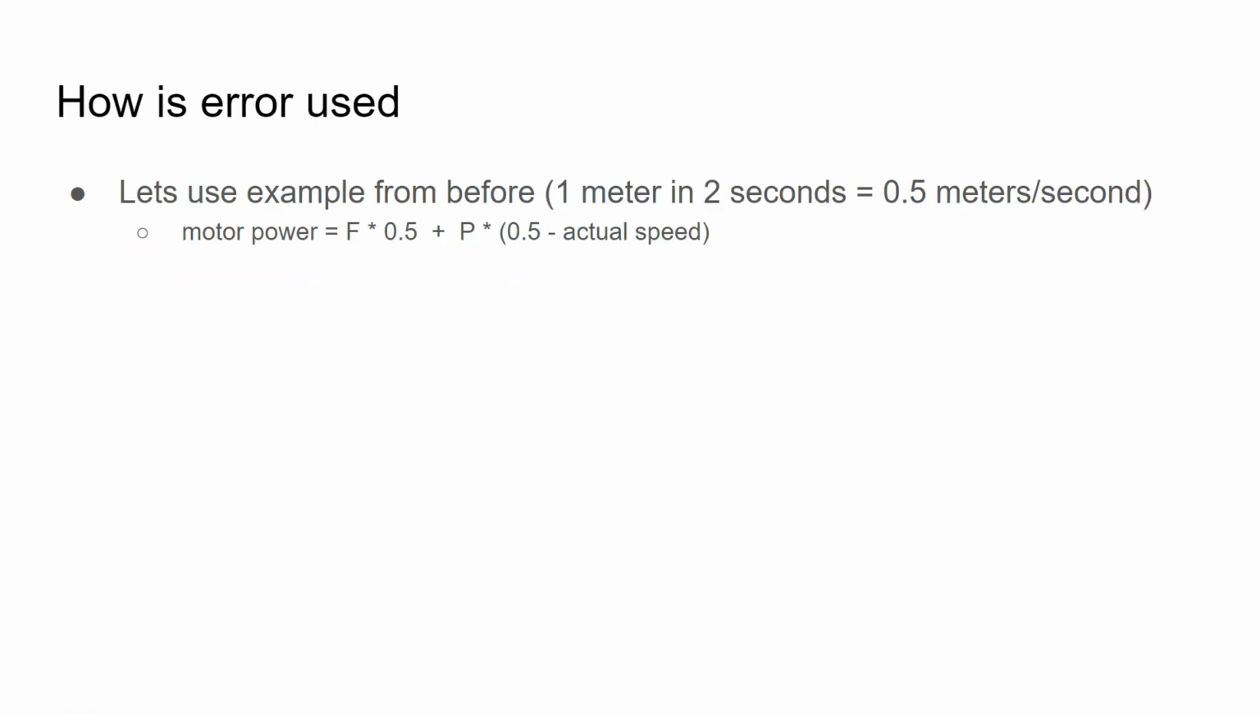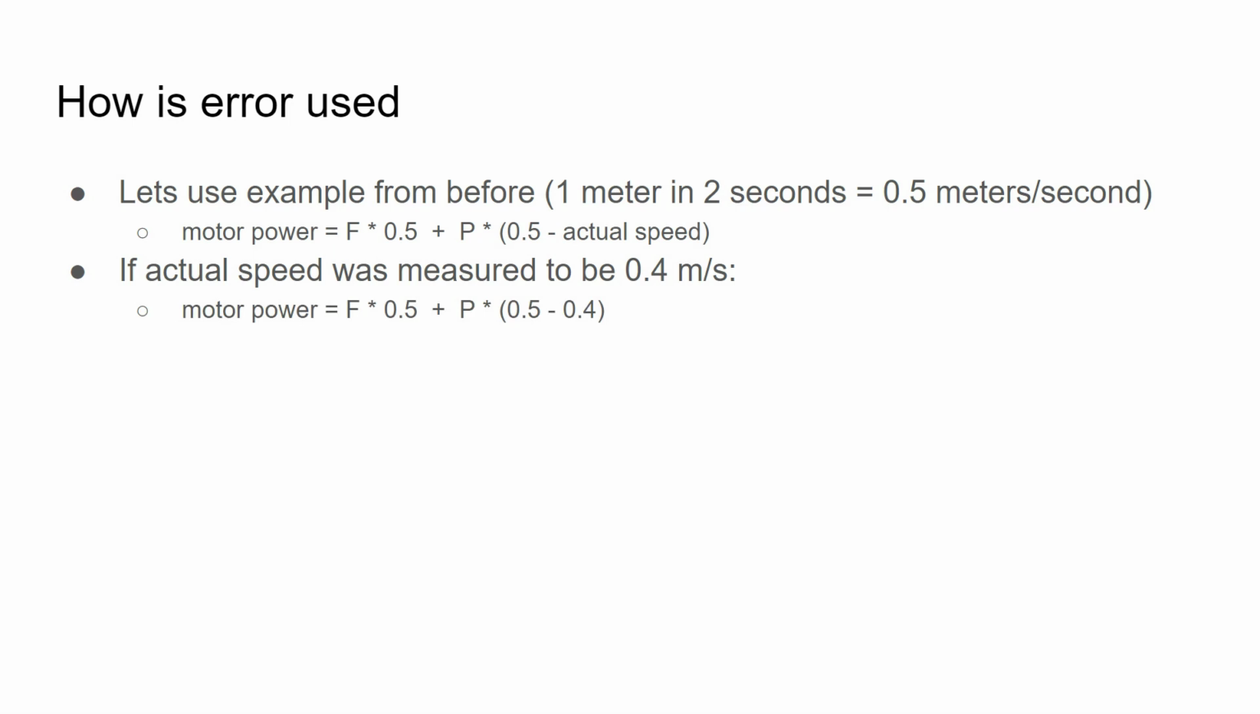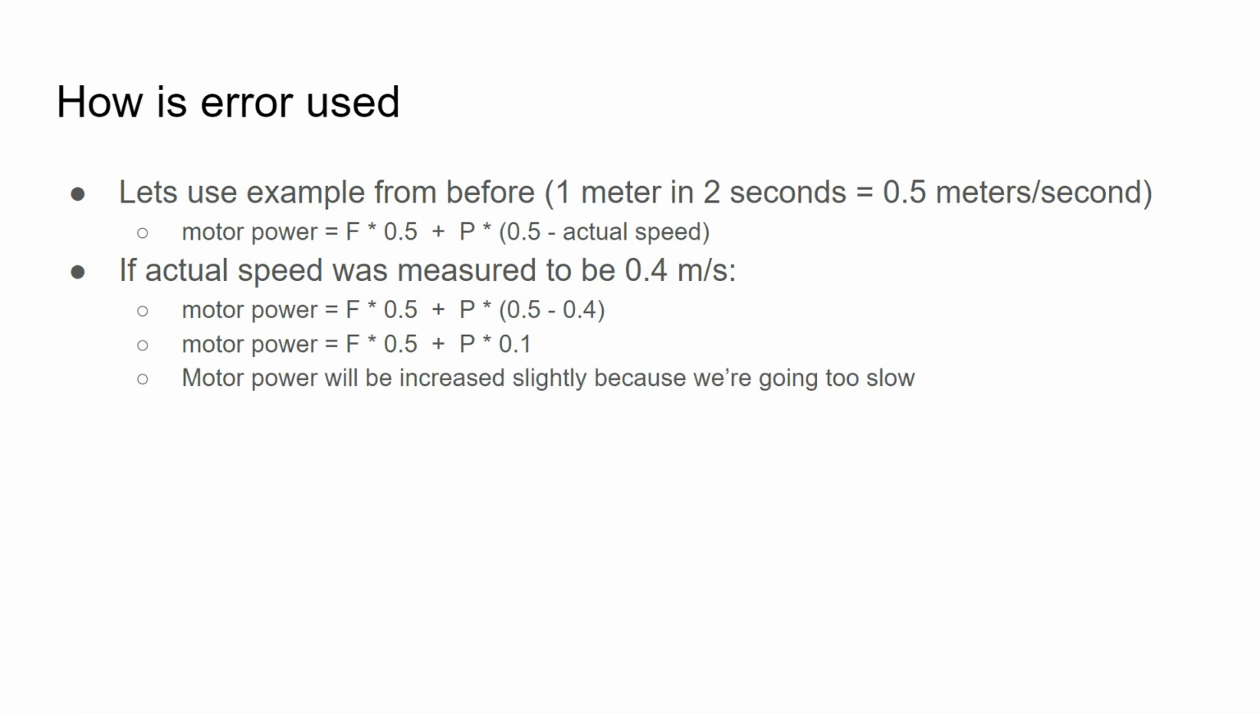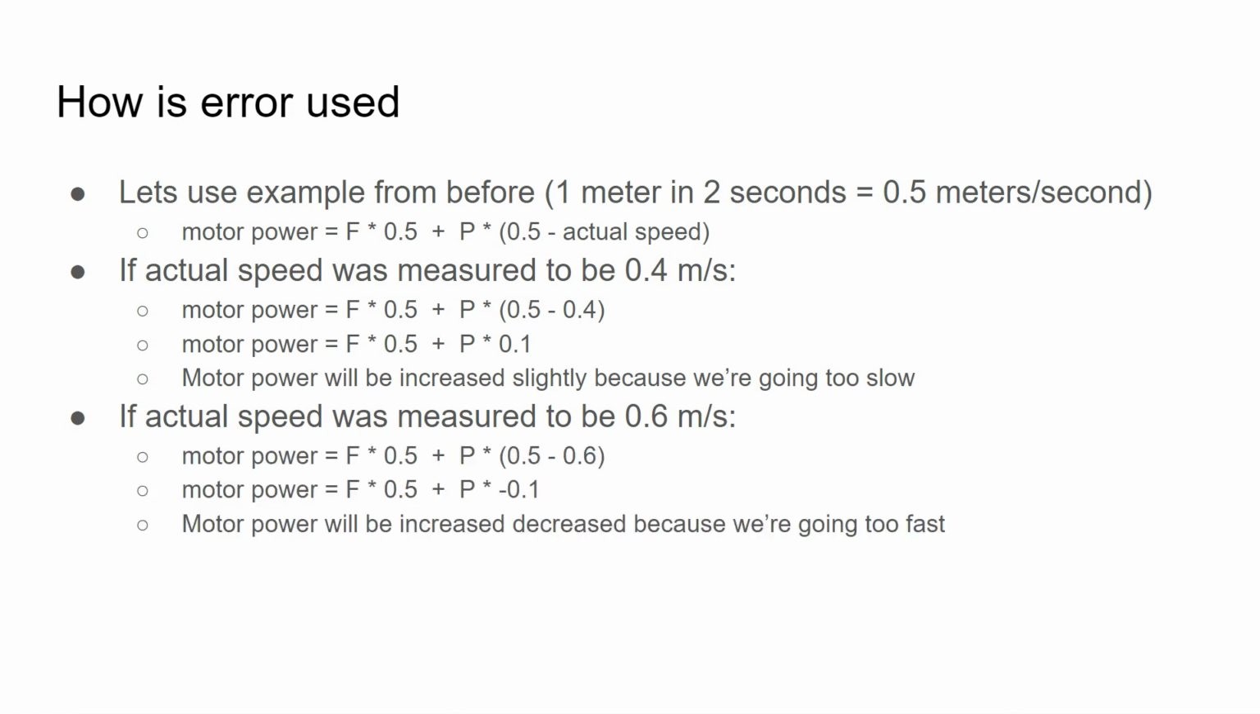As before, we're still trying to go at 0.5 meters per second, but now we've got this other term, actual speed, which is being incorporated to nudge our motor power. So here, if our actual speed was measured to be 0.4 meters per second, we would plug this into the formula and find that we get P times 0.1. So whatever your P value is, it's going to end up increasing your motor power slightly. Just think through that and make sure that makes sense to you. If your speed is too low, your motor power needs to go higher to compensate for that. Similarly, if your actual speed was measured to be 0.6, then the difference between your wanted speed and your actual speed would be negative 0.1, and you want your motor power to be decreased because you're going too fast.